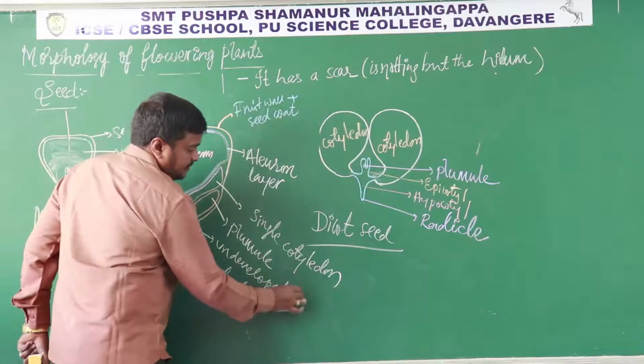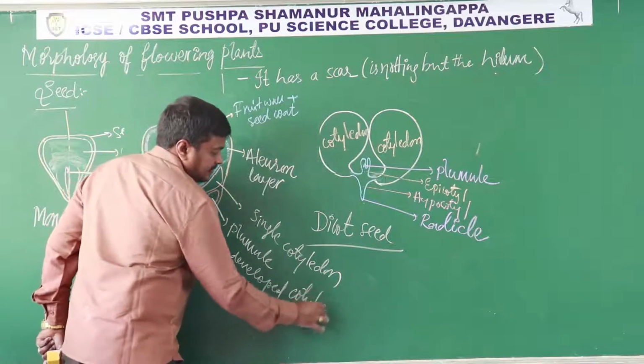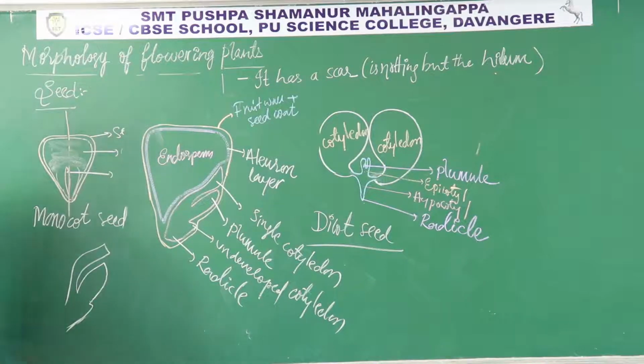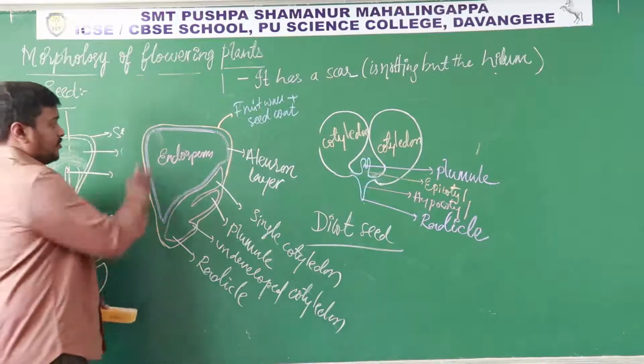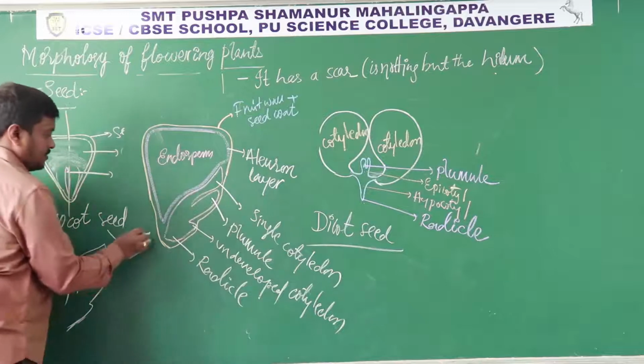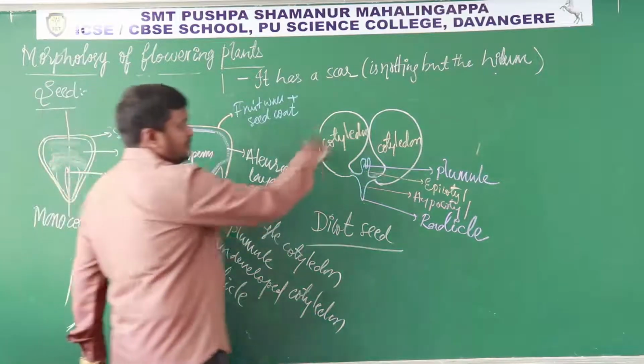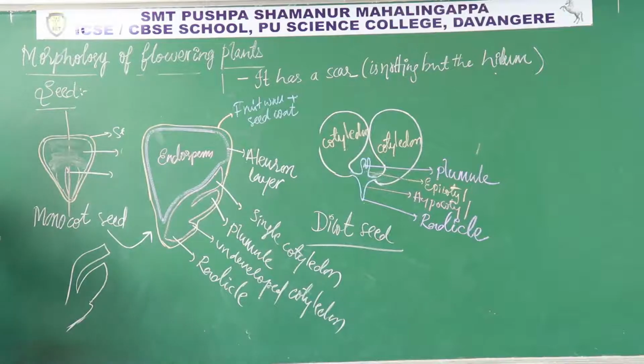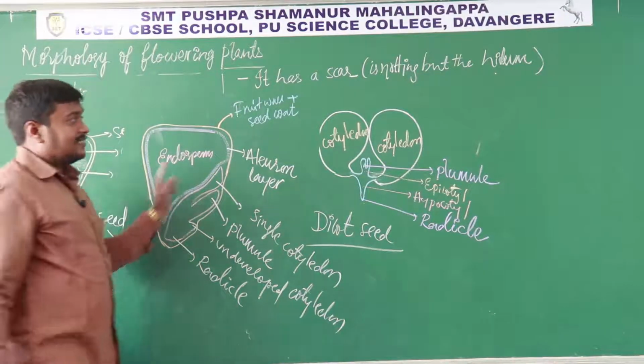This is undeveloped cotyledon, so we call it epiblast. You will study it in second year. So this is the structure of monocot seed, and this is dicot seed. Dicot and monocot seed structures are slightly different.